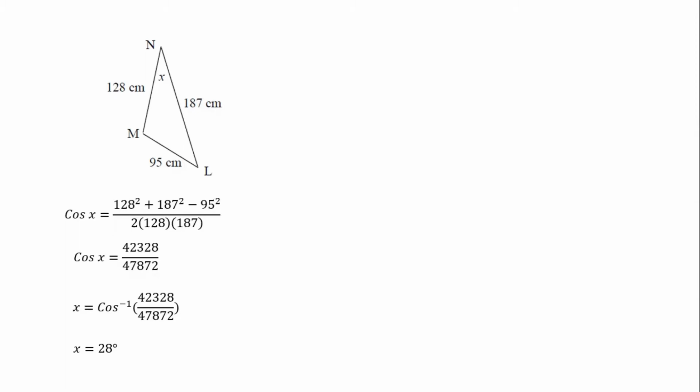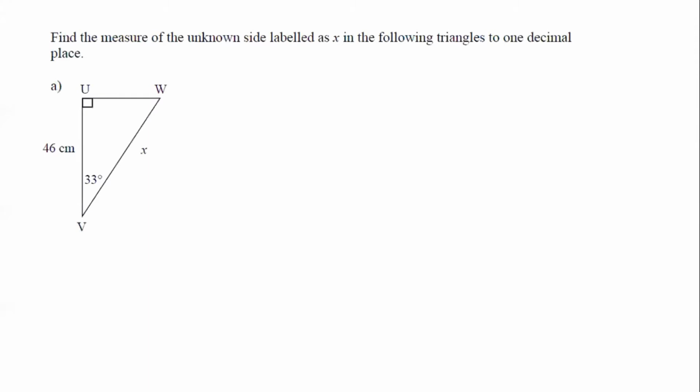Everybody who is in the room. Okay, find the measure of the unknown side labeled as X in the following triangle to 1 decimal place. Now we're trying to find a side, not an angle. And now it says to 1 decimal place, which means that we have to round it with 1 number behind the decimal point this time. Okay, can we use SOHCAHTOA this time?